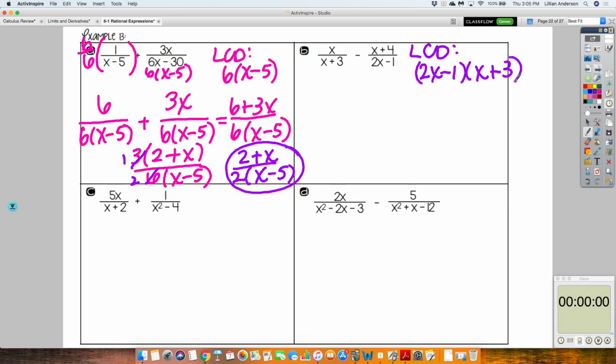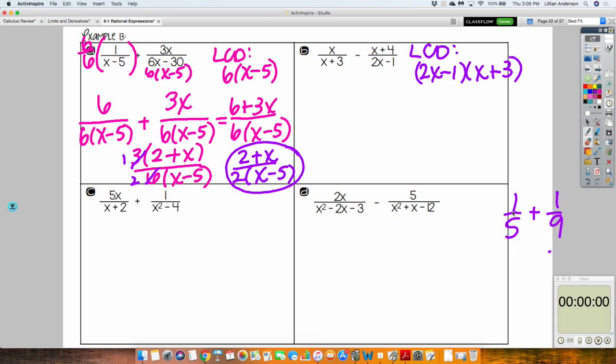I mean, think about it. Doesn't x plus 3 go into 2x minus 1 times x plus 3? And doesn't 2x minus 1 go into 2x minus 1 times x plus 3? In other words, if they don't have anything in common, you just multiply them by each other. Same thing like 1/5 and 1/9. They don't have anything in common, but you're basically multiplying 9 and 5 together to get 45, right? So that's the whole denominator. Yep.